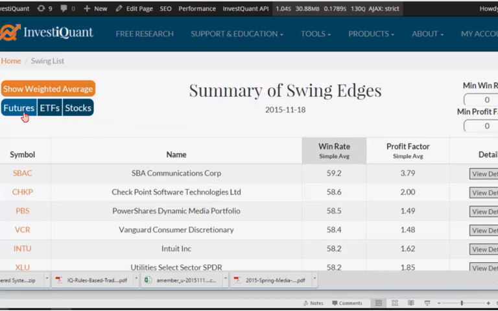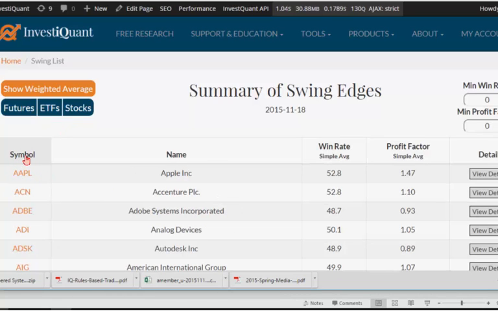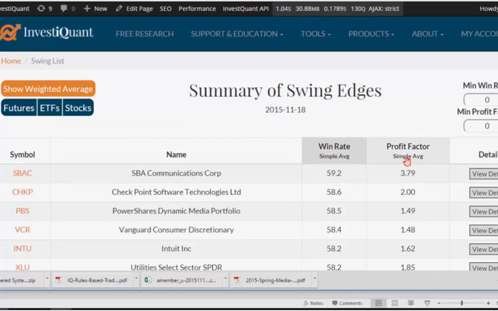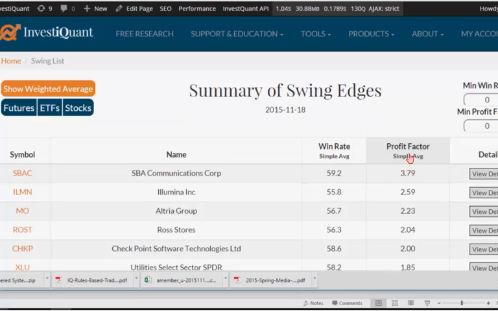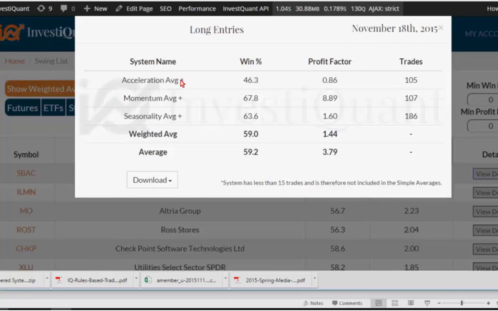So what I like to do generally is you can sort this either by symbol if you're looking for a particular one, or name, or go by win rate to find the ones with highest win rates. I like to look at profit factor. That's my favorite, so I'll go in here and sort by profit factor. We could also filter these if you want to look at a smaller list. But I'll find some here, and then I might look at the details and see what acceleration, momentum, and seasonality are saying separately.